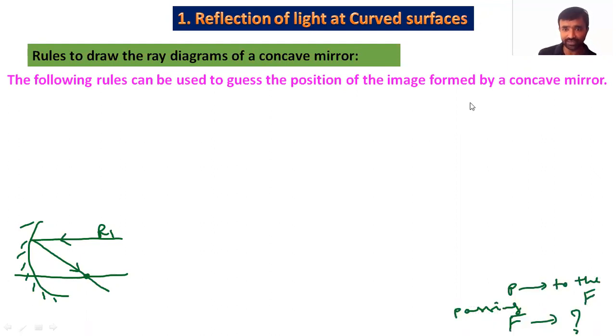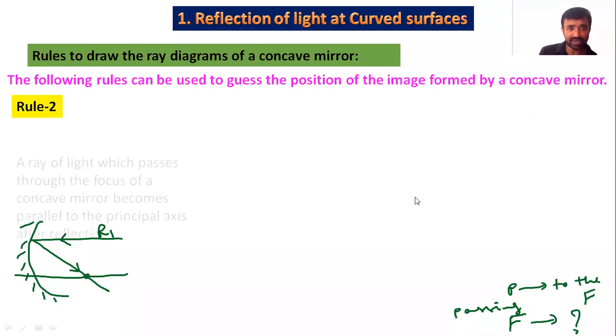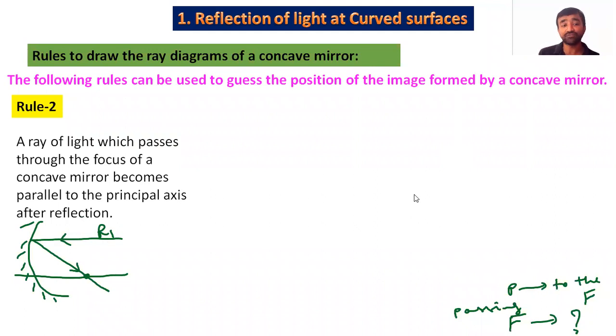That rule 2 is: what happens if a ray of light passes through the focus of a concave mirror. That is my question. So we will verify the generalization. I am not reading the generalization first. We will go for the geometrical diagram method.